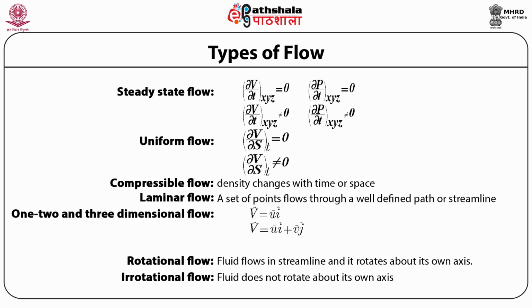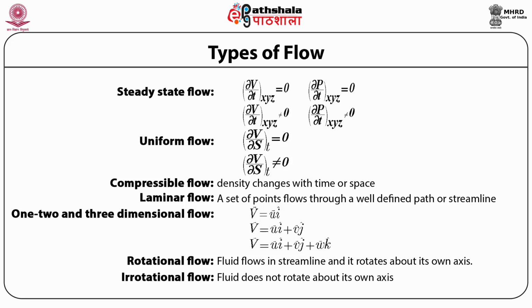So V is equal to ui plus vj. Likewise, the three-dimensional flow is represented as V is equal to ui plus vj plus wk. This is only the visualization of the flows, because the fluid flow always has three dimensions, but for our calculation purpose, how many dimensions we take depends on our situations. Now coming to rotational flows.